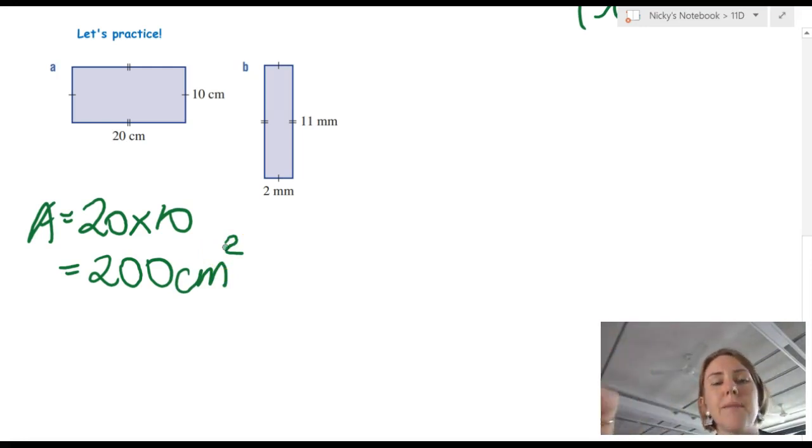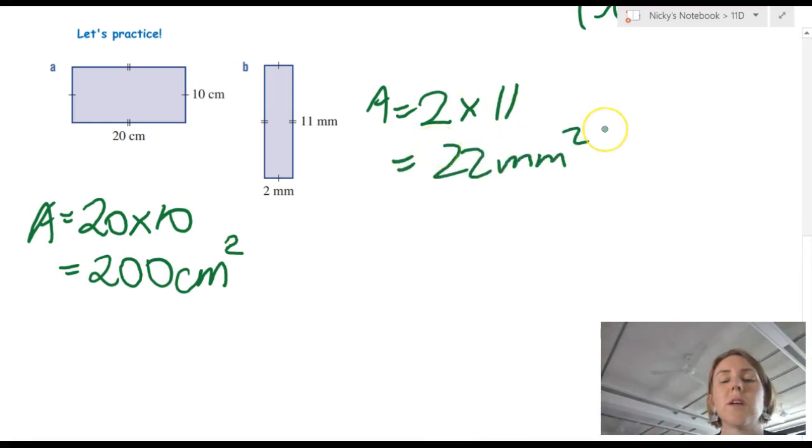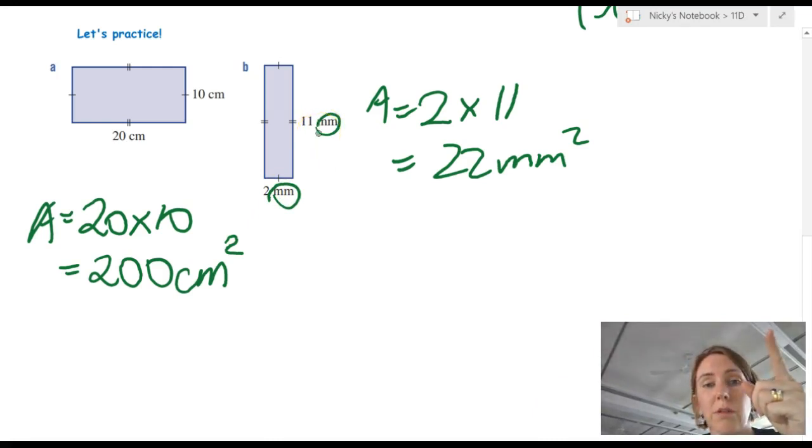Okay, let's do a practice of this one. So area, notice my working: A for area equals, and then my numbers multiplied, 2 times 11, which is 22 millimetres squared. Every now and then you will come across a question that has a unit of measurement that is different. Okay, it's a trick and it's a trap, so be really careful.